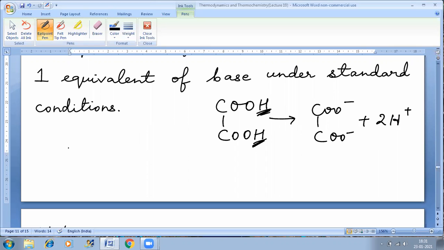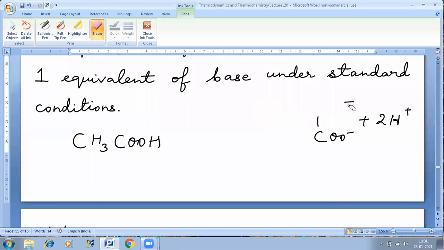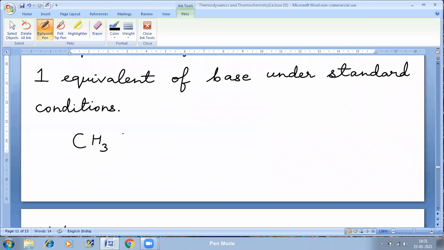अब आप मुझे बताओ what is the n factor of this? Sir, 1. 1, because O के बाद एक ही H है, correct. What is the n factor of this? 1. 1, right. What is the n factor of this?